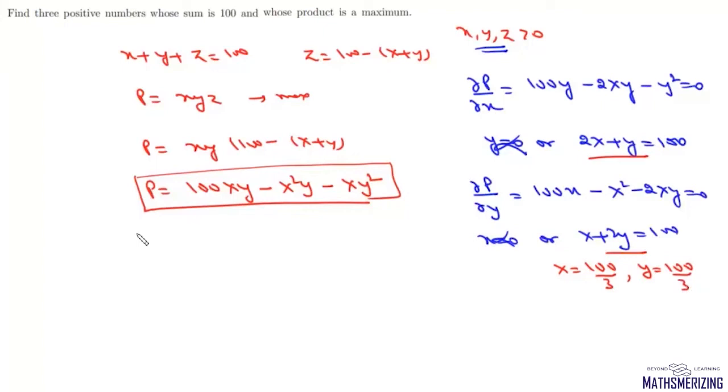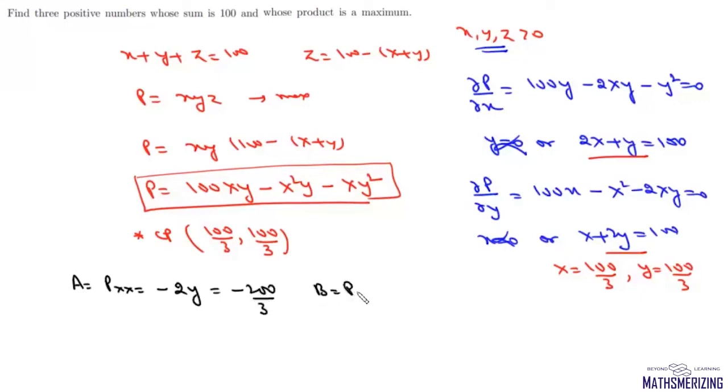So our critical point is 100 by 3 and 100 by 3, and we'll need to find out whether this point is a point of maxima. So we'll find A, which is pxx. So we'll differentiate again with respect to x. We'll get minus 2y, which in this case is minus 200 upon 3.